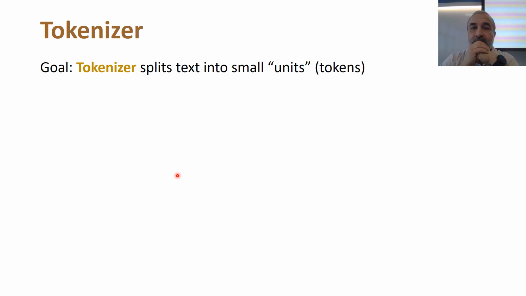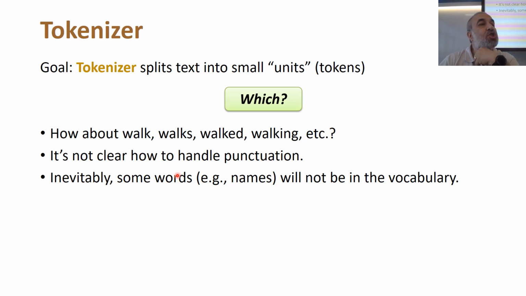There are many issues with that. Which tokens? What is the unit that we should use? There are so many issues in this. Here are a few of them. For example, should these words be the same token or different tokens? Walk, walks, walked, walking. When we split the text, should they be one token or different tokens? Remember that they are related, right? So should we represent each as a separate token or the same token?